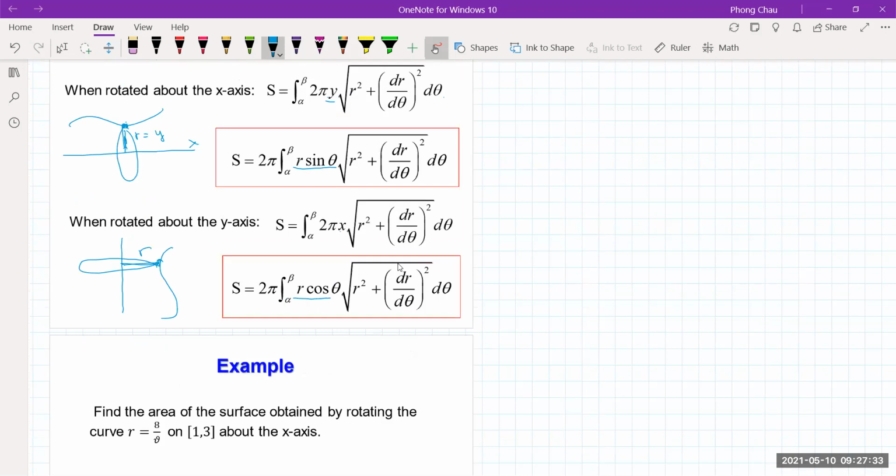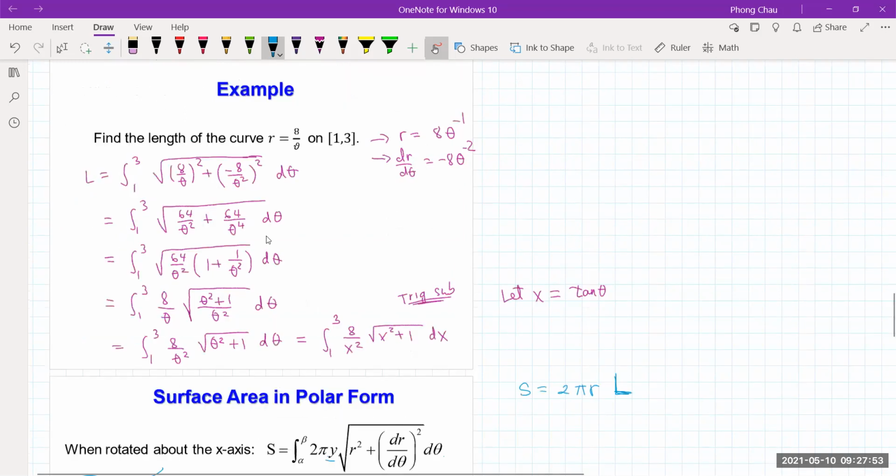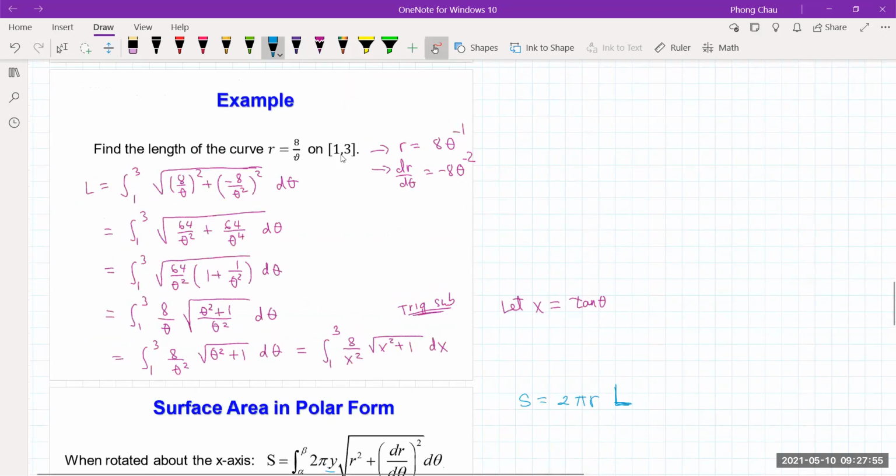Okay, by using these two formulas, let's look at this example here. Find the area of the surface obtained by rotating the curve r equals 8 over theta on the interval from 1 to 3 about the x-axis. You see the example here, it's pretty much like that one, right? So it's really the same curve.